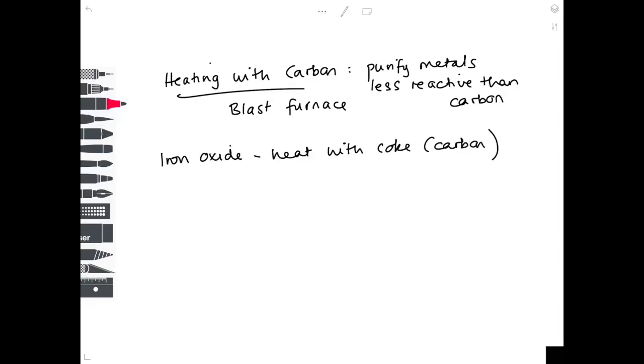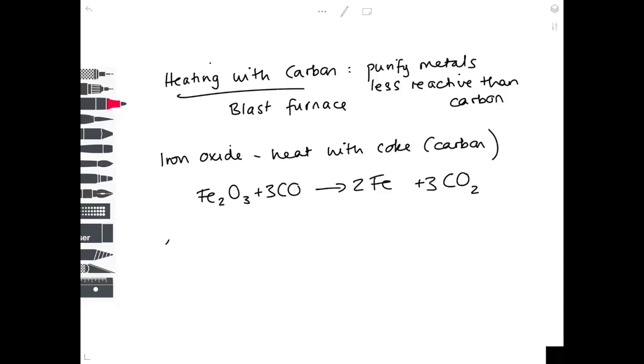And then what you find here is that the iron oxide is reduced by that carbon, which has turned into carbon monoxide within the blast furnace, producing iron and carbon dioxide. Just make sure that that's balanced.